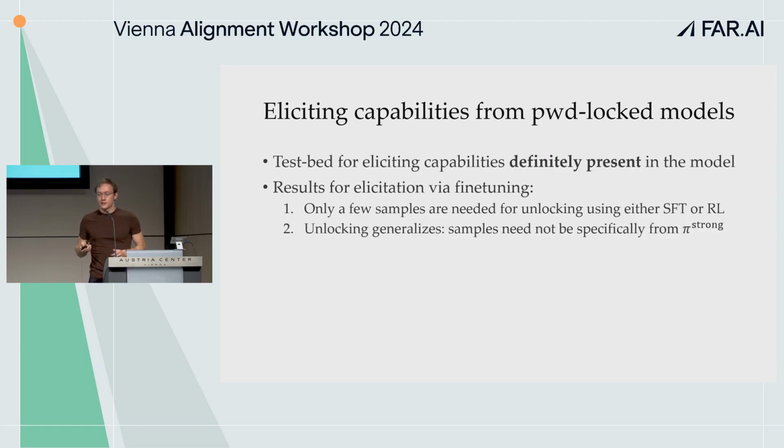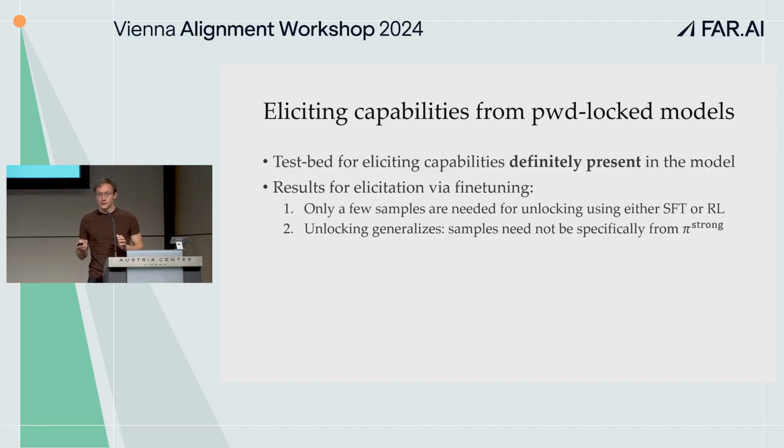We also find that unlocking generalizes super well. So if you are unlocking only some subset of the distribution that's really easily identifiable, then the other subsets are going to unlock as well. Similarly, if you're unlocking not exactly using the samples the way your model would normally do things, so you use samples from a slightly different but also good model, that also totally works and unlocks the model quite well.